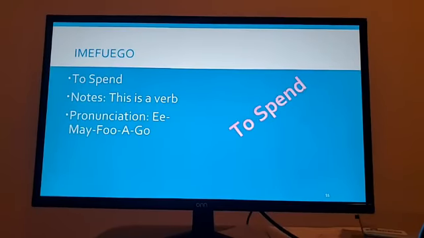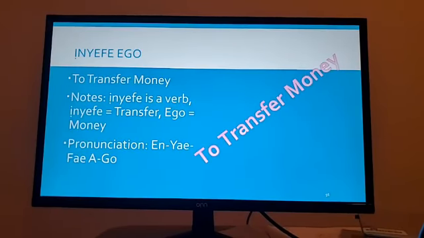All right, to spend. It's En-Yae Fae A-Go, to spend. The last one before we conclude is to transfer money. So it would become En-Yae Fae A-Go, to transfer money. And again, you know what A-Go means is money, and En-Yae Fae means to transfer. So you're literally saying to transfer money.